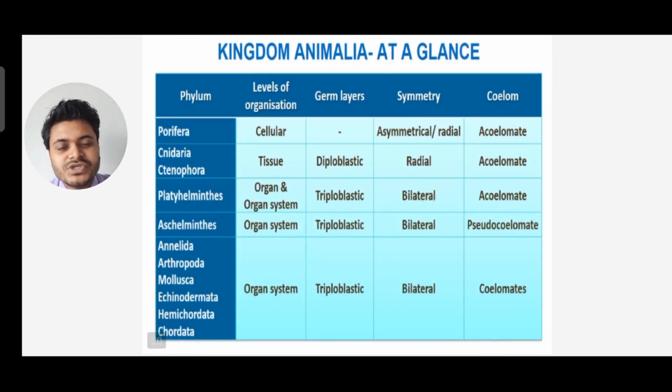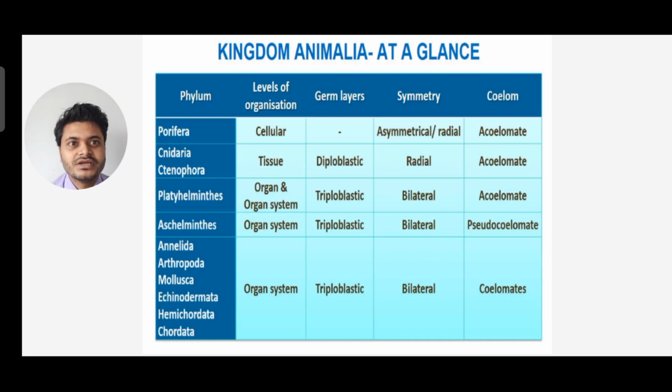So this is the most important slide, an overall summary of the entire video lecture of today. You see Kingdom Animalia at a glance. The phylum names are given serially according to the evolutionary chain: Porifera, Cnidaria, Ctenophora, Platyhelminthes, Aschelminthes, Annelida, Arthropoda, Mollusca, Echinodermata, Hemichordata and Chordata. On the right-hand side on top, you see the different bases of classification: level of organization, germ layer, symmetry and coelom.